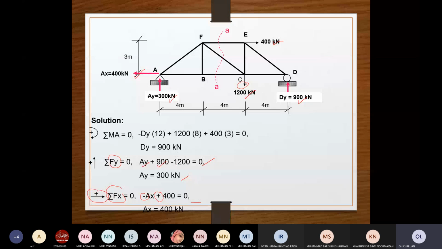So maybe for these few classes I'm a bit slow on the support reaction, because this is very important. If the support reaction you have obtained is wrong, the remaining answers will be incorrect.